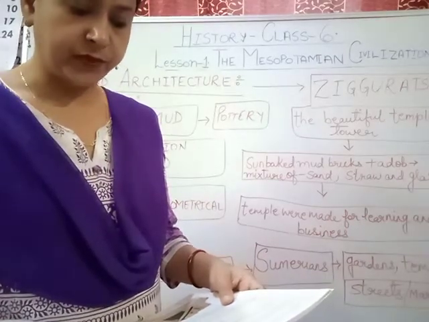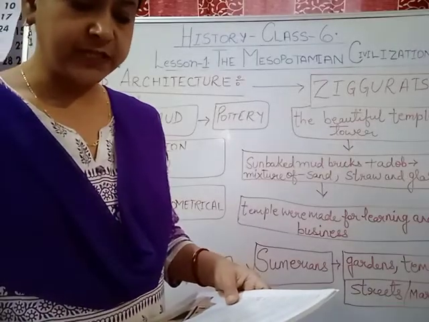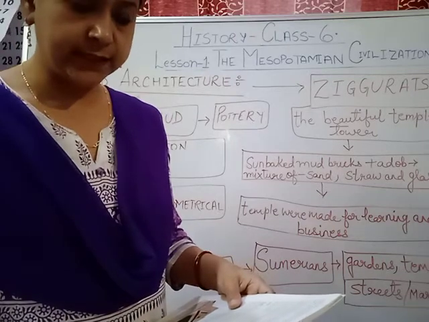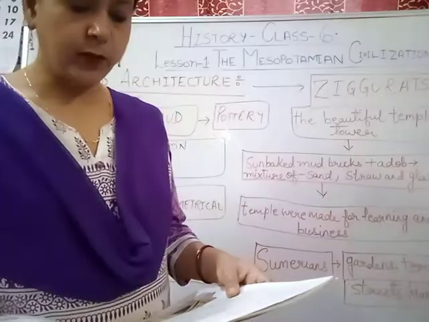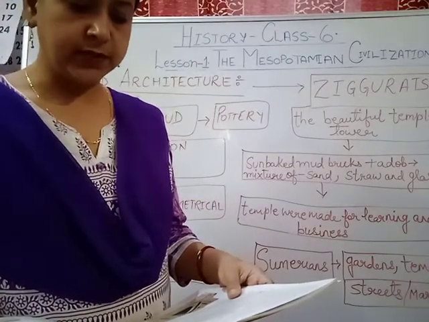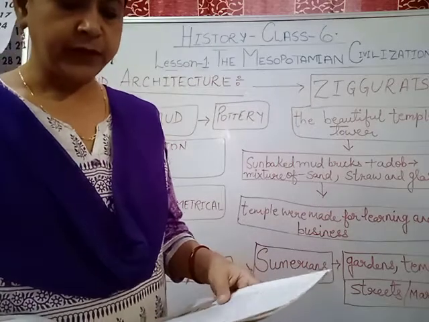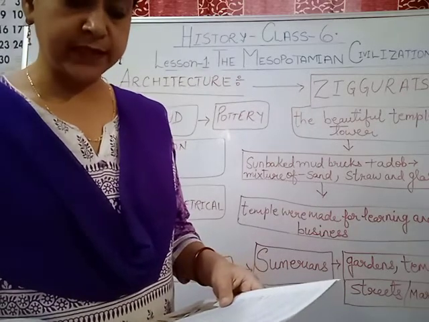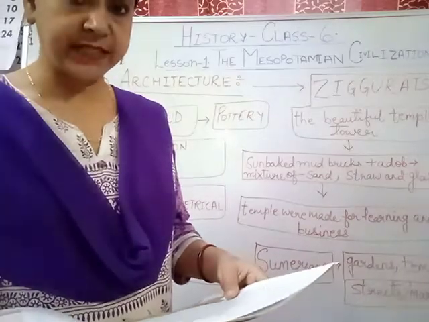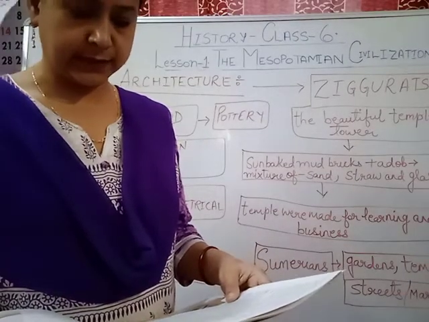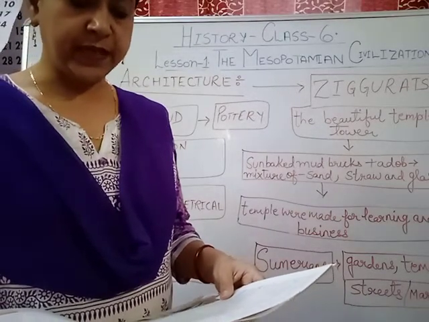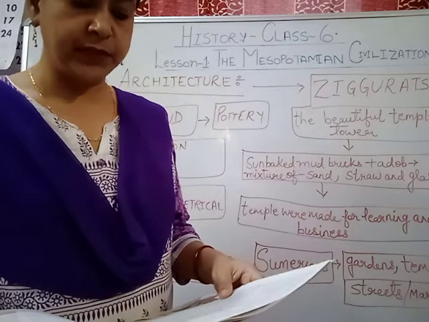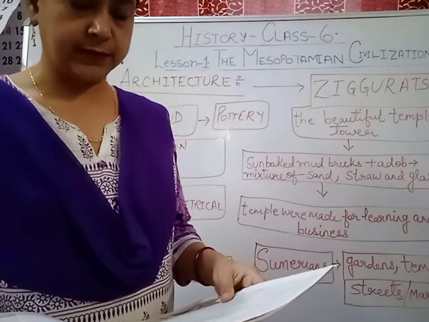The designs were geometrical. Many cylindrical seals have also been found, which have detailed designs of deities, animals and daily life. Ziggurats were the beautiful temple towers built by the Mesopotamians. They used sun-baked mud bricks and adobe, a mixture of sand, straw and glass, for the construction of all these structures. These temple towers served as temples of learning and businesses.